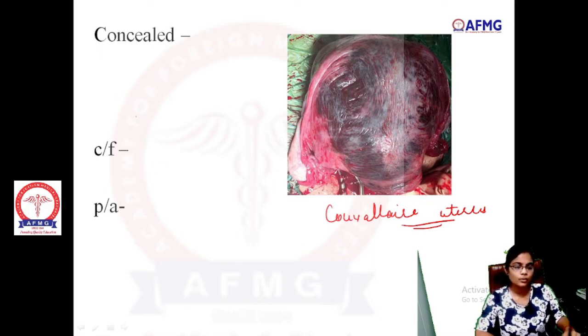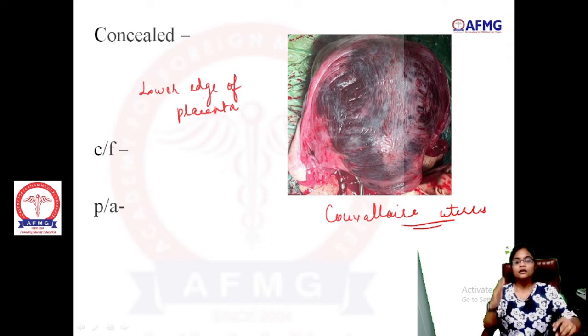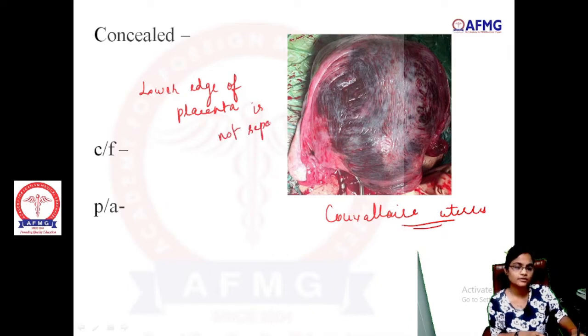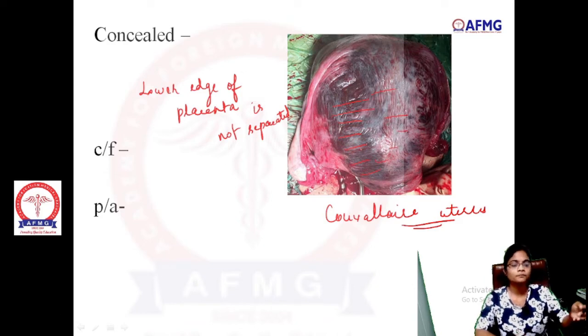If you see, the lower edge of placenta is not separated. If placenta is separated from the uterus endometrium, then that will be your revealed abruption. Now the lower edge of placenta is not separated. Clear? So that will be your Couvelaire uterus, where you can see the whole hemorrhage inside your uterus, along with the fetus inside the uterus. So that is important. Again, what are all the clinical features you can see?